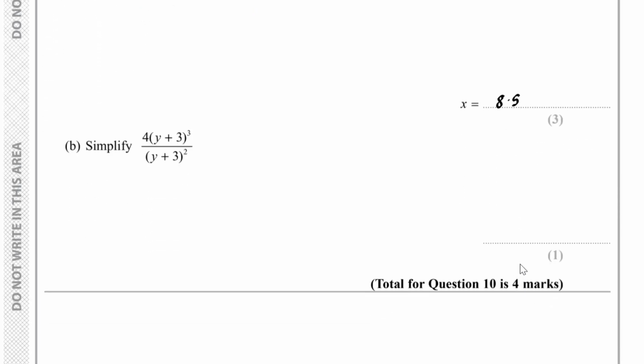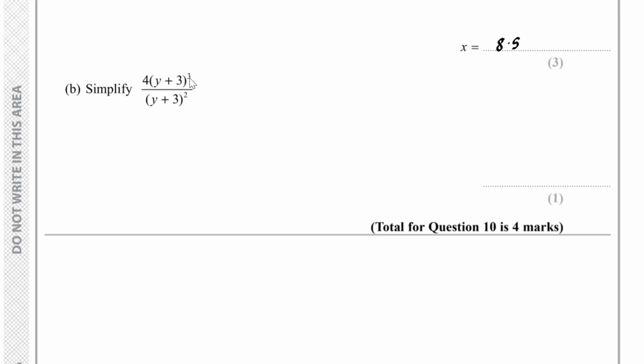And now for part B, we have to simplify 4 lots of (y plus 3) all cubed divided by (y plus 3) all squared. Well, hopefully here you can see this 2 cancels with this 3 exactly once. So we have 4 lots of (y plus 3). There's no need to expand out, because when we talk about simplifying, we should factorize where necessary.